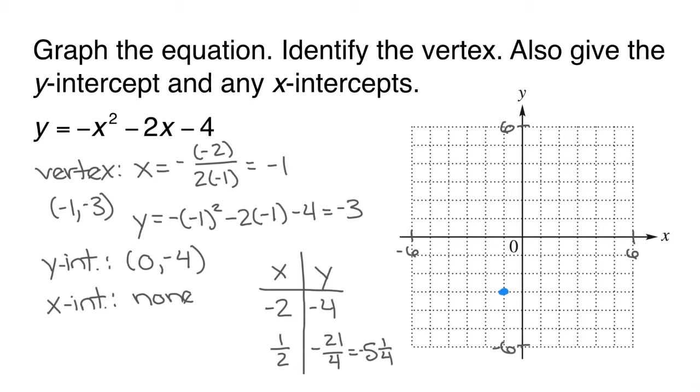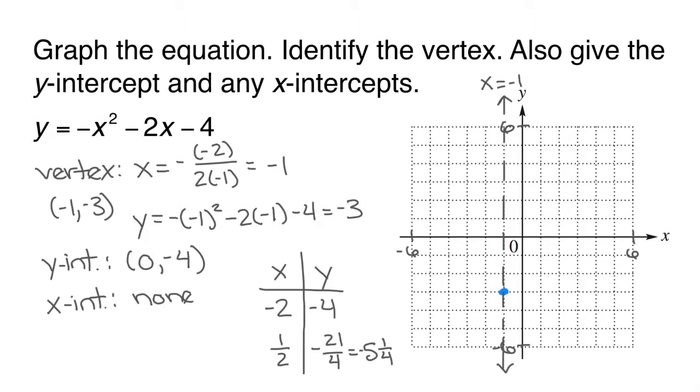We'll also note that our graph will be symmetric about the axis of symmetry, which is x equals negative 1. The axis of symmetry passes through our vertex vertically, and so we can draw a dashed line representing the axis of symmetry in order to help us graph.